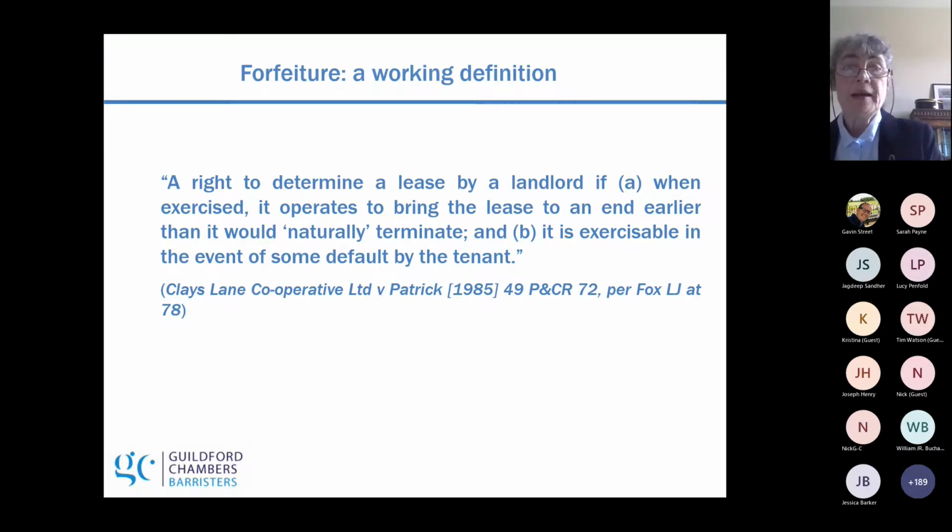Forfeiture is the nuclear option in the landlord's arsenal. It provides the ultimate sanction of ending the lease and derivative interests. The draconian nature of this remedy means that the law leans against forfeiture, and so a host of rules and restrictions on forfeiture has developed under common law and more recently statute, and those in large part take up the rest of this webinar.